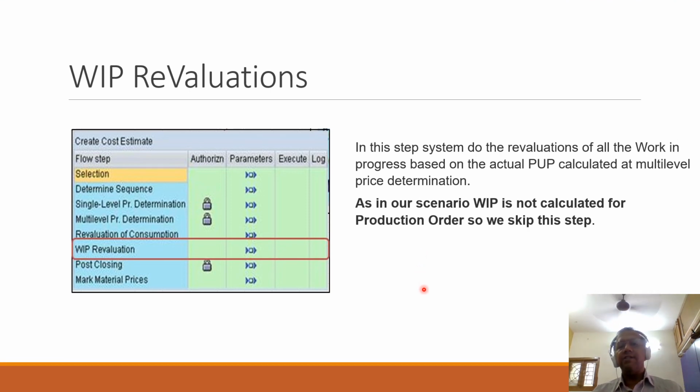WIP revaluation. In this step, what we are calculating on the production order, as in our scenario, work in progress is not calculated for the production order. So we are going to skip this session. But anyway, I'm going to cover this in the next stage of the session, on this production order with the WIP process also.